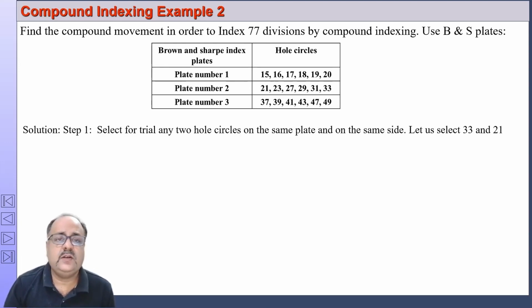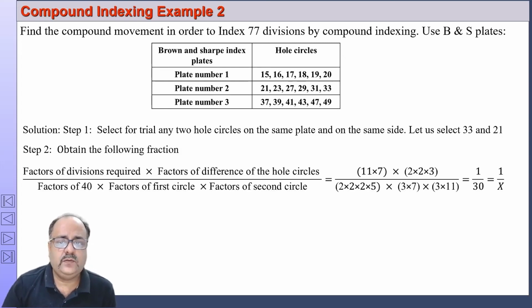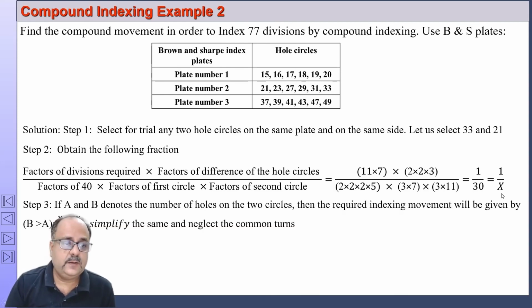So 33 and 21 hole circles I have selected, and if you see the factors 7 into 11, and the difference between 33 and 21 is 12, 2 into 2 into 3. So 2 into 2 will get cancelled, this 3 will get cancelled, 7 will get cancelled, 11 will get cancelled. So we are left with 2, 5 and this 3. So that comes out to be 10 into 3, 30. So x comes out to be 30.